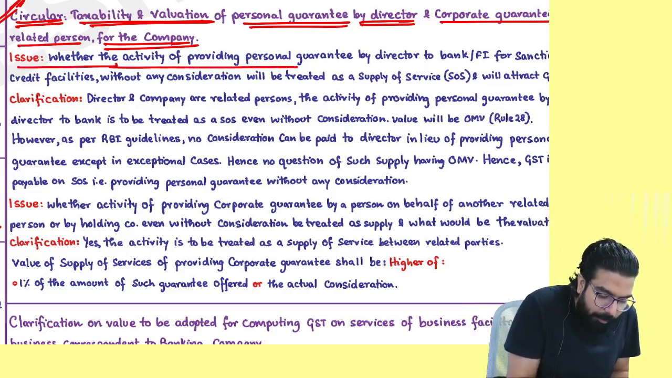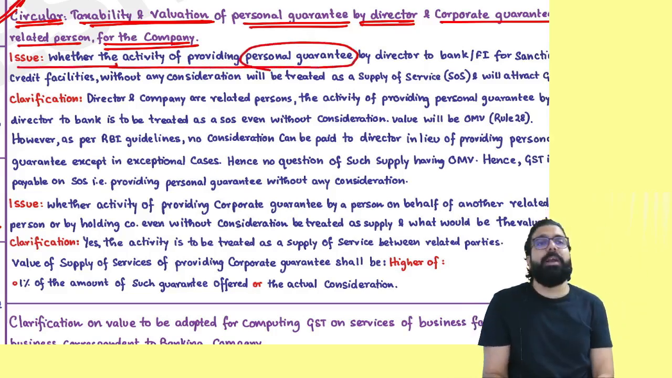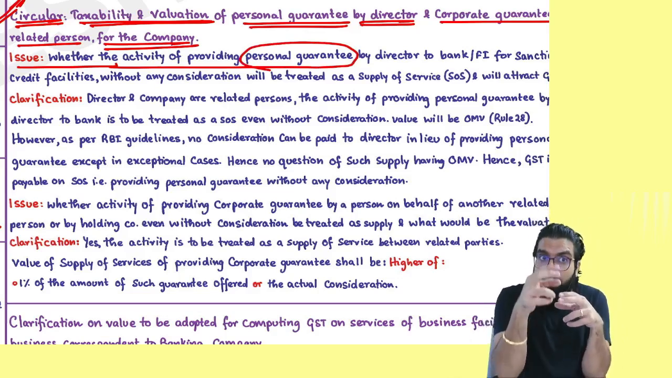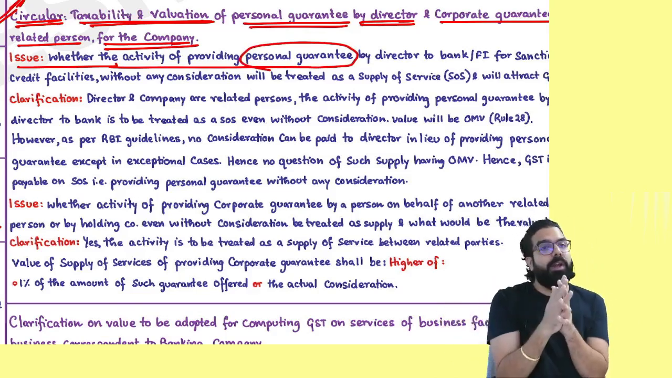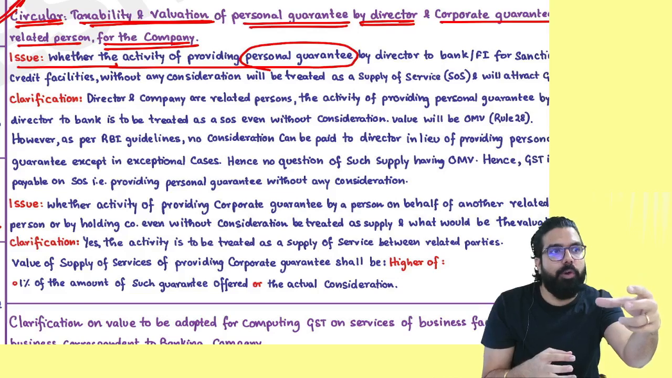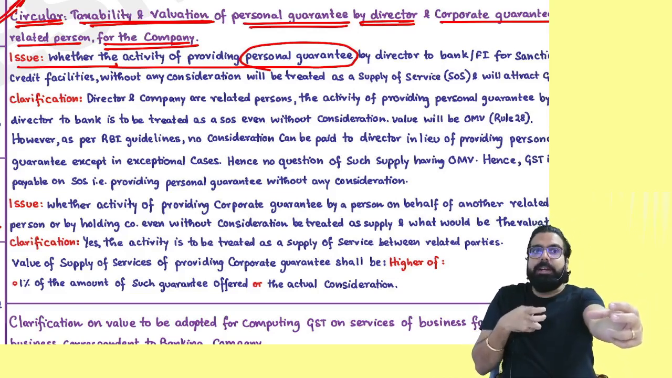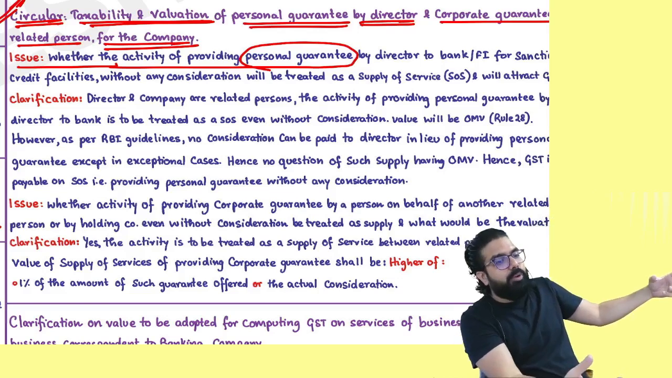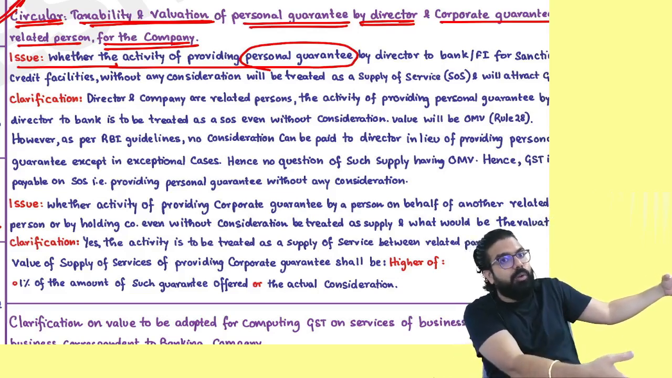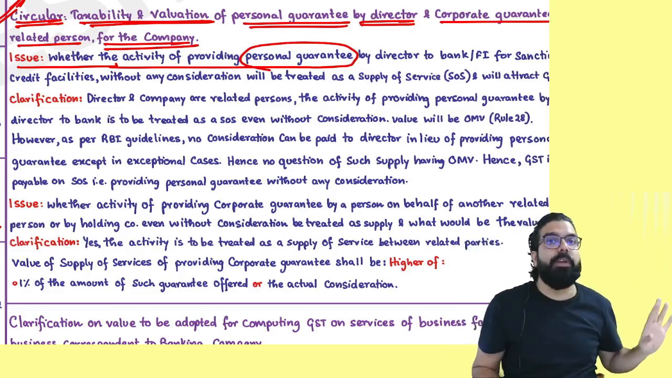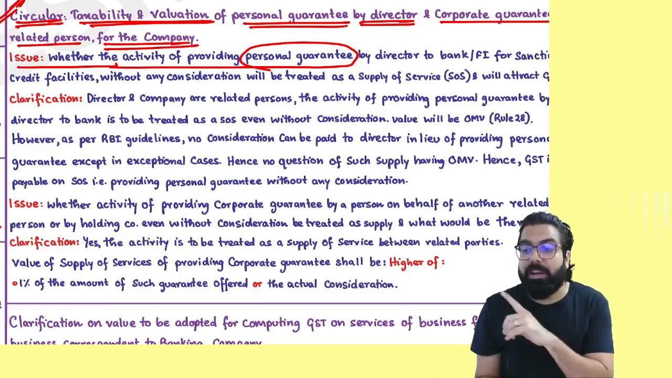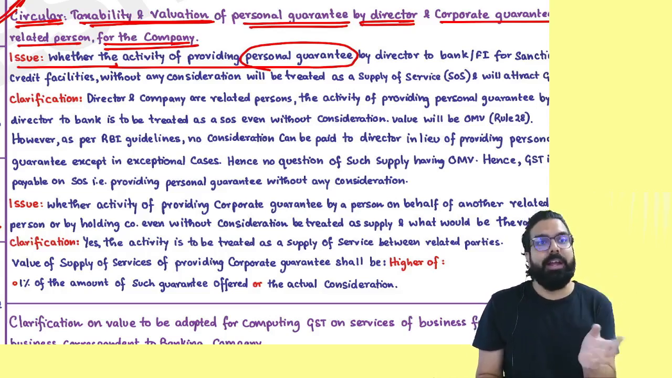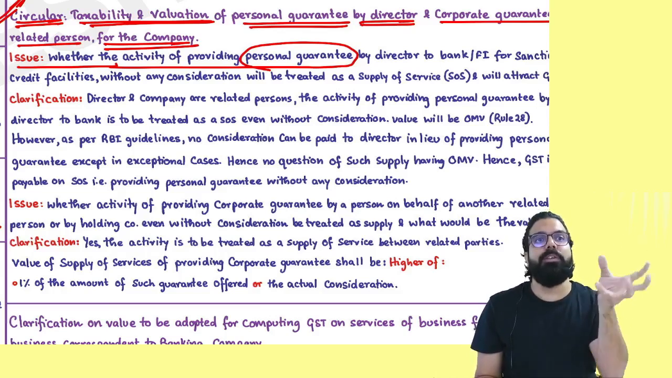Whether the activity of providing personal guarantee. Now what is corporate guarantee and what is personal guarantee? Corporate guarantee is when holding company gives guarantee for the subsidiary company. That is company to company. For an example, one company wanted a loan and it went ahead and told the director, can you give your guarantee to the bank so that bank can give us a loan? Remember one thing, RBI does not permit the directors to charge anything for personal guarantee, and hence in this scenario the value will be what? 0.